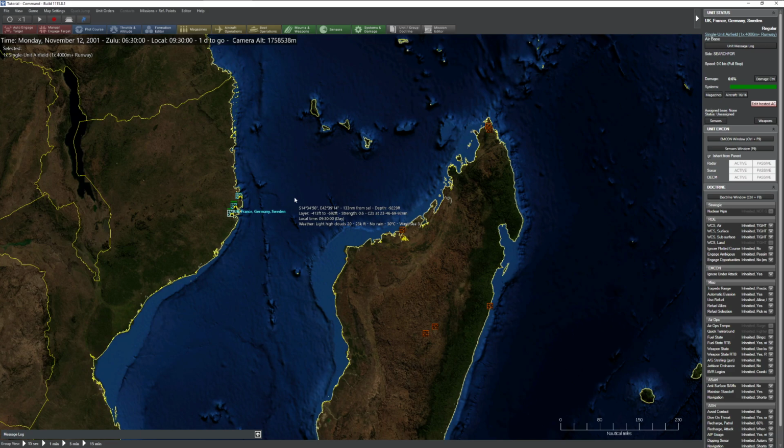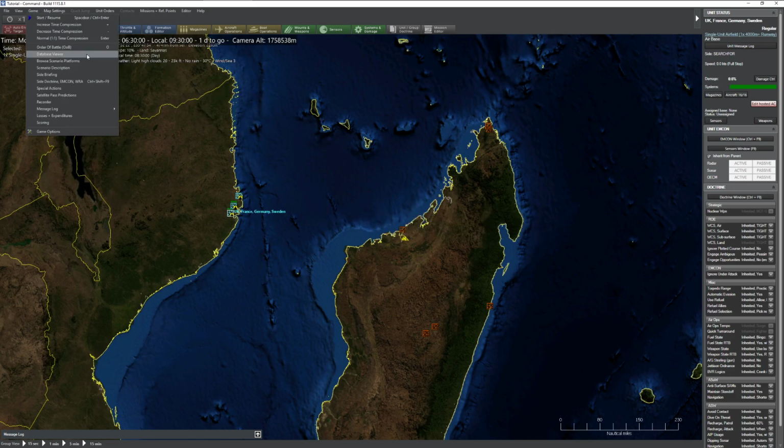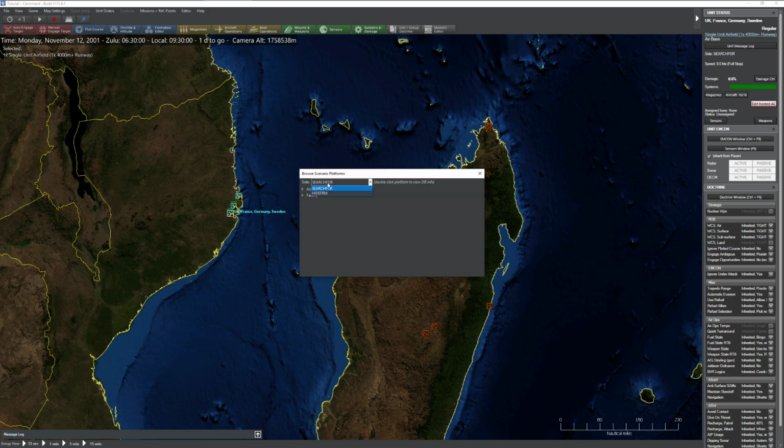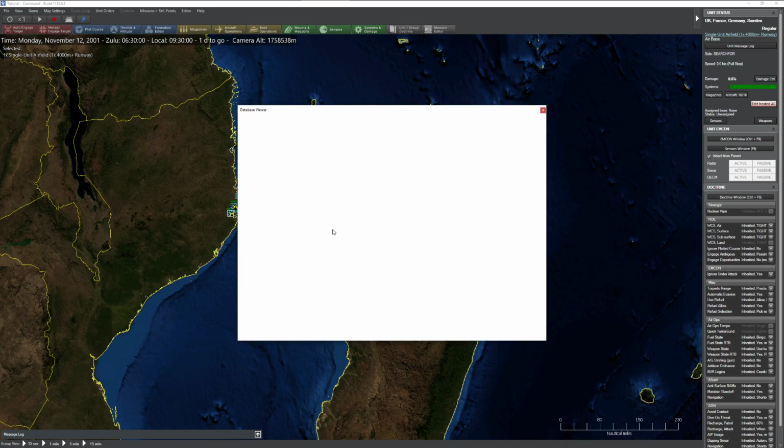Before I do that, though, we want to take a look at what we're trying to identify. So what I'm going to do, like I normally do in a mission, is I'm going to go ahead and browse scenario platforms. I'm going to go hide from. I'm going to go and take a look at one of these objects. Let's see if I can find something. We'll take, yeah, why not?